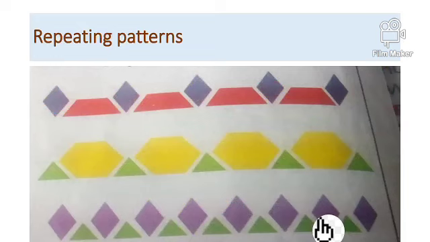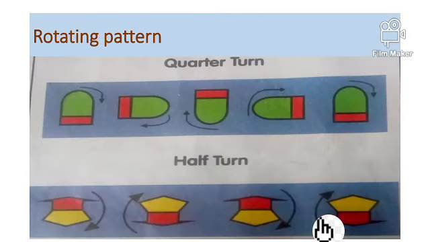Now we will learn about different types of patterns. Repeating patterns. The pattern in which we repeat the shapes is called a repeating pattern. In these pictures, you see two different shapes with different colors repeated as patterns. The patterns in which we rotate the shapes are called rotating patterns. We rotate the shape either by a quarter turn or by a half turn.